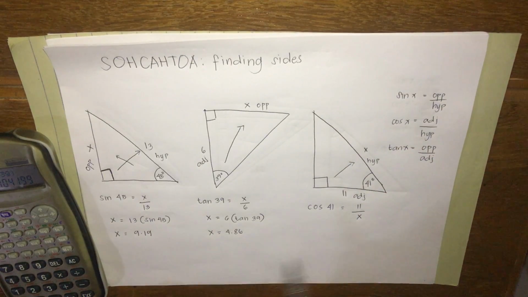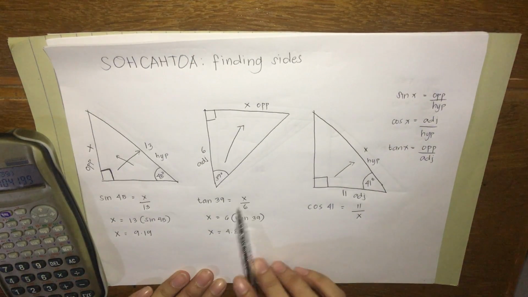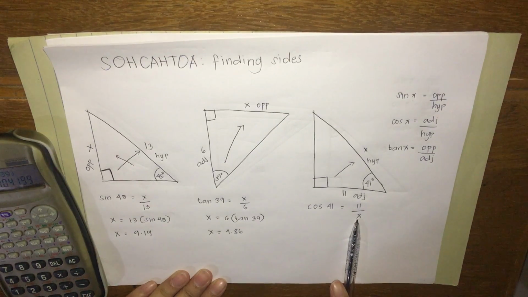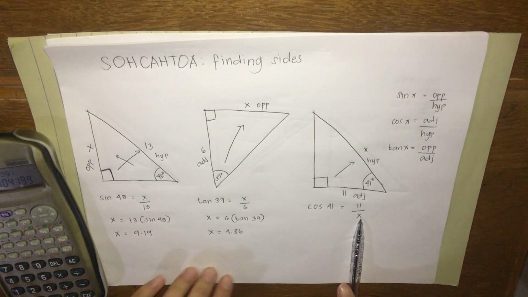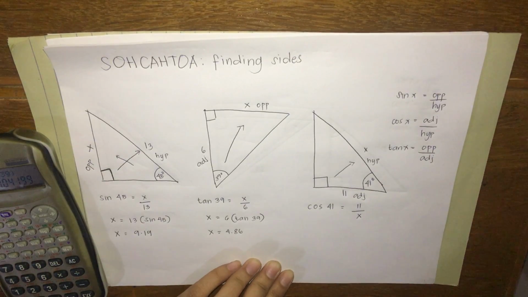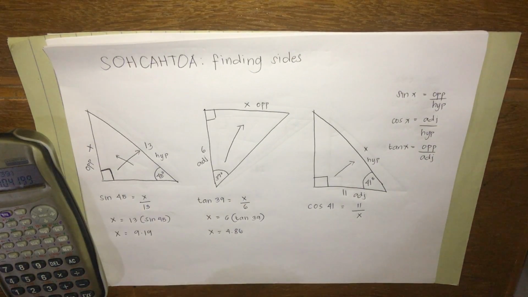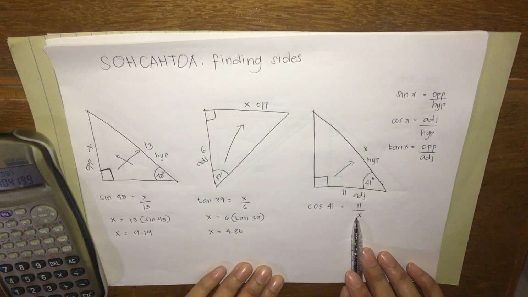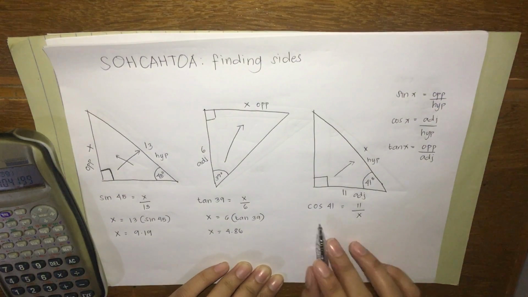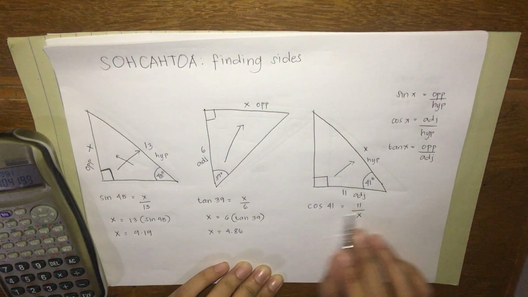x. If you notice, it is different from the first two examples because the x here is below, or it becomes the denominator. So there are two steps to rearrange it first before we find the value of x. The first step is we're going to cross-multiply this equation.